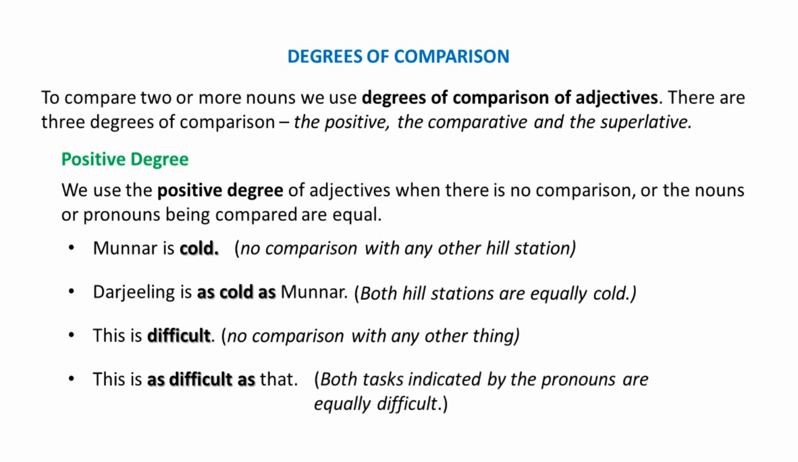And in the second example, we have used the positive degree because both tasks, suppose we are talking about this task and that task, both the tasks indicated by the pronouns are equally difficult. So therefore, we have used a positive degree, that is, the positive degree of the adjective difficult.